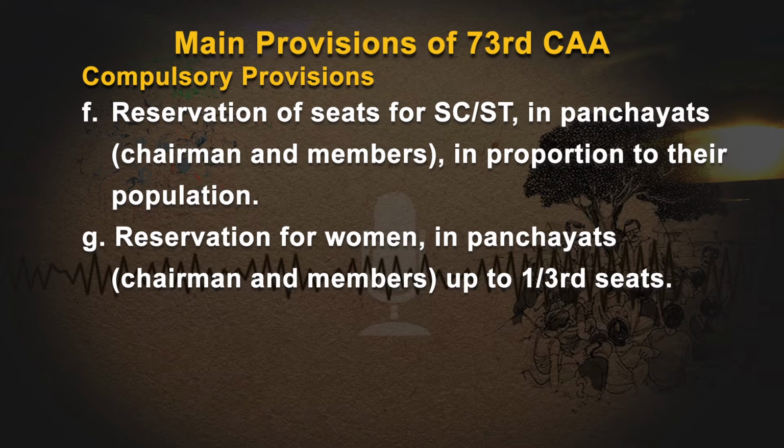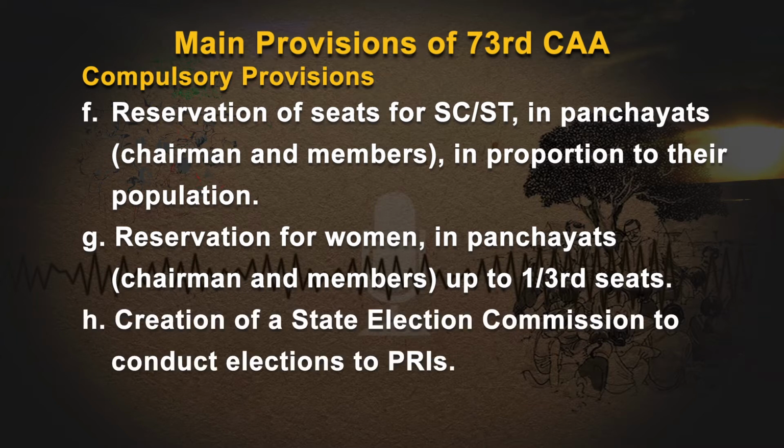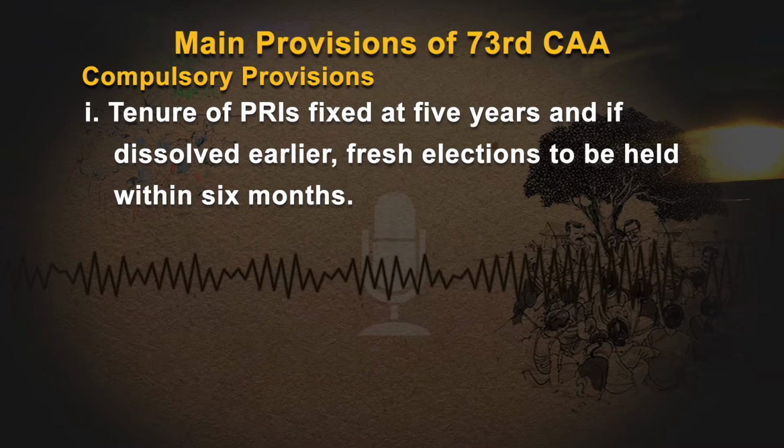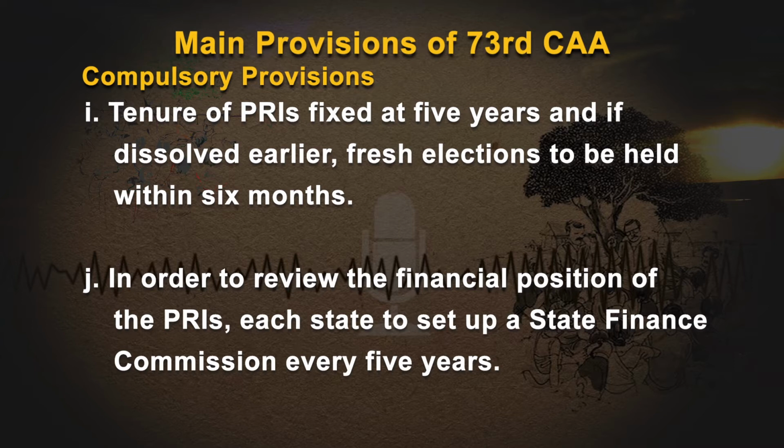Reservations for women in panchayats, chairman and members, up to 1/3 of seats. Creation of a state election commission to conduct elections to Panchayati Raj institutions. Tenure of Panchayati Raj institutions fixed at 5 years, and if dissolved earlier, fresh elections to be held within 6 months. And in order to review the financial position of the Panchayati Raj institutions, each state to set up a state finance commission every 5 years.